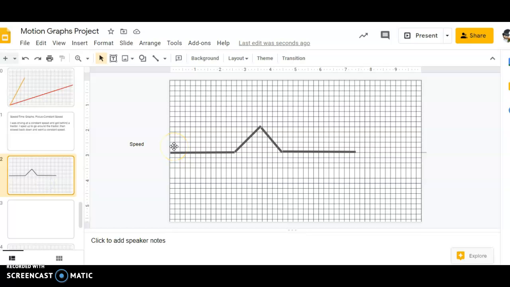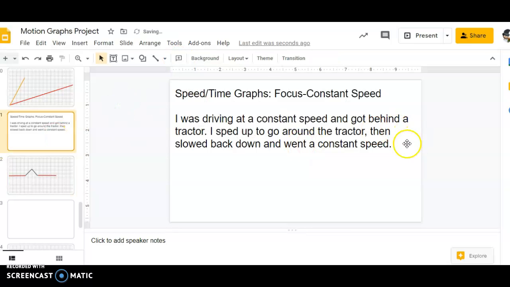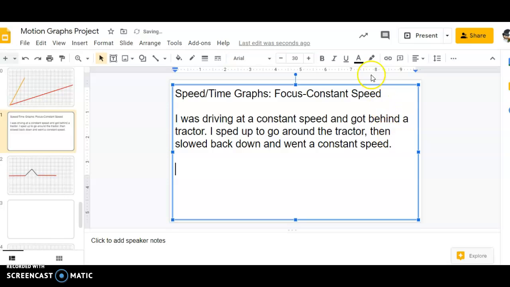Okay. Now, here's the big thing. Again, the focus on this is the constant speed, which is this line, which I'm going to change the color of like this, and this line, which I'm going to change the color of like that again. What are misconceptions that people might have?